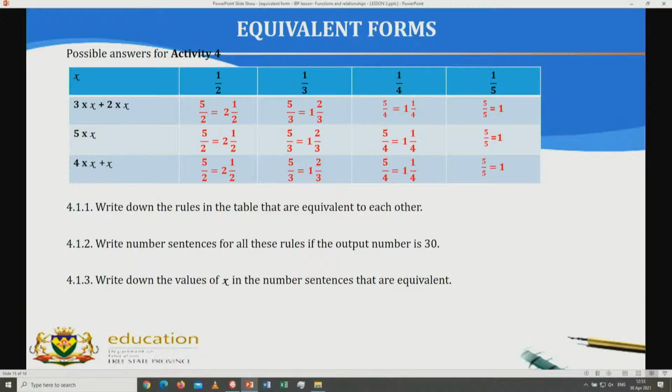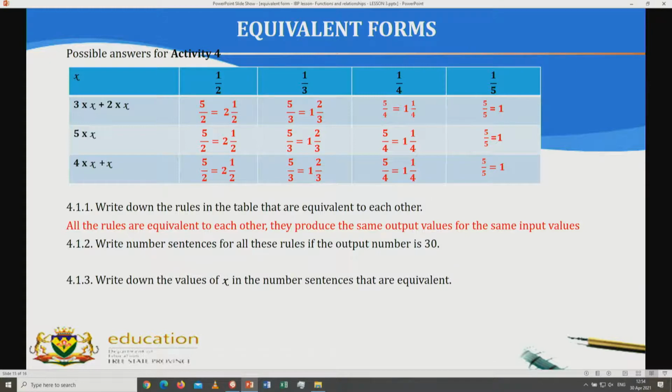Now let's go back to our answers. I have shown you how we have come to a conclusion that when you substitute the half as the value of x, then you get those answers. Now we are going to answer number 1. Write down the rules in the table that are equivalent to each other. When you look at all the output values that we have from the input values, they are all of the same value. Then this will be our conclusion. All the rules are equivalent to each other. They produce the same output values for the same input values.